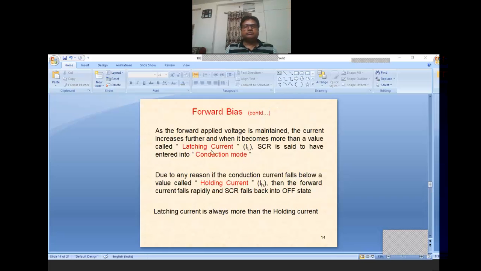That is, when the forward applied voltage is maintained, the current increases further, and when it becomes more than a value called latching current, SCR is said to have entered into conduction mode.